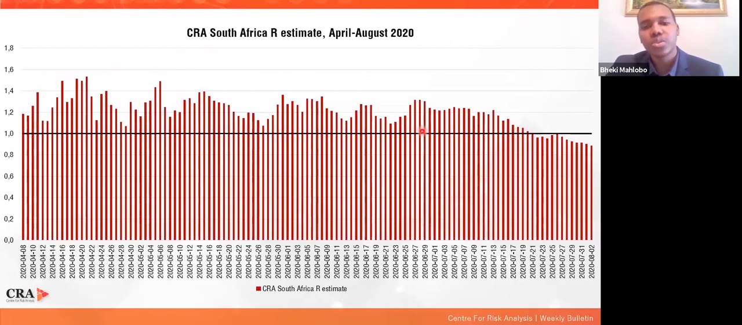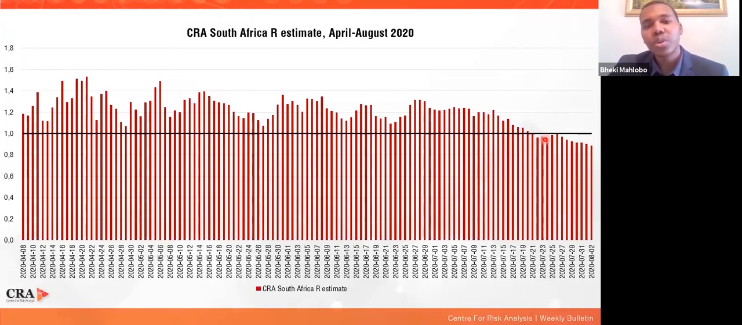Now, this is good news for South Africa, as this means that if R is below 1 for one more week or a sustained period, then it means that South Africa has reached its peak, and we could see significant reopening of the economy towards spring in September.